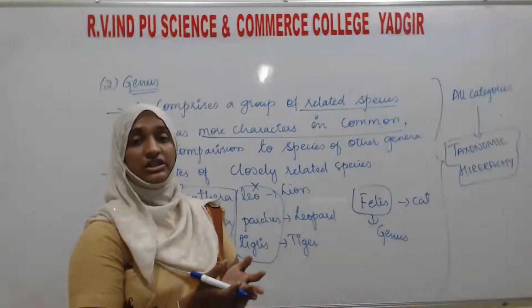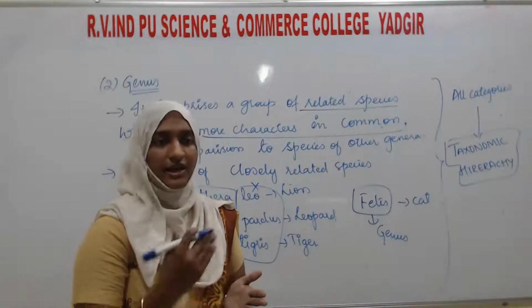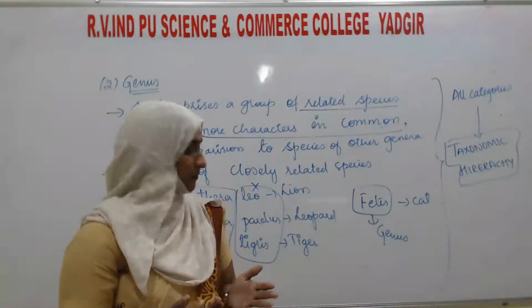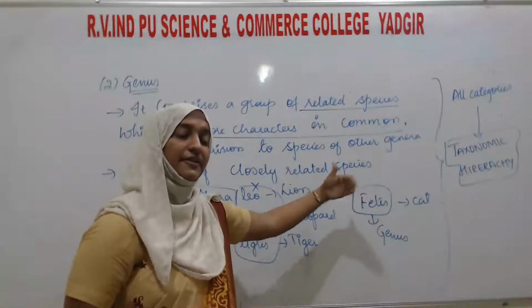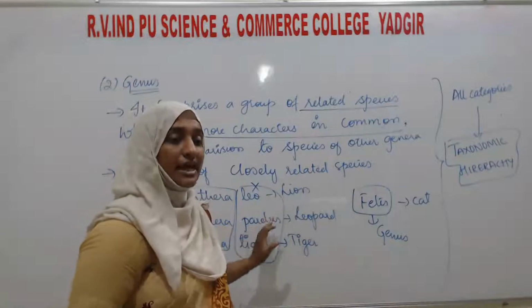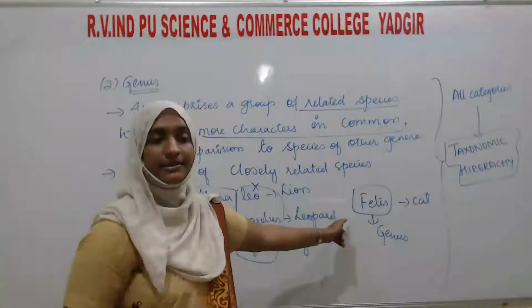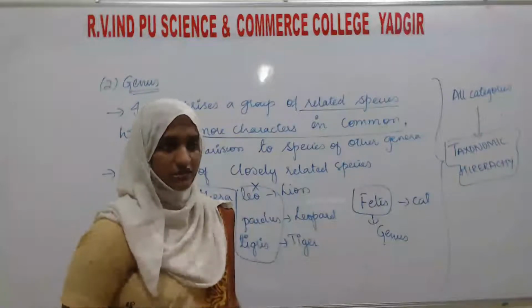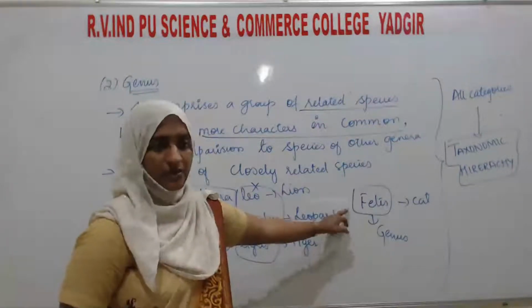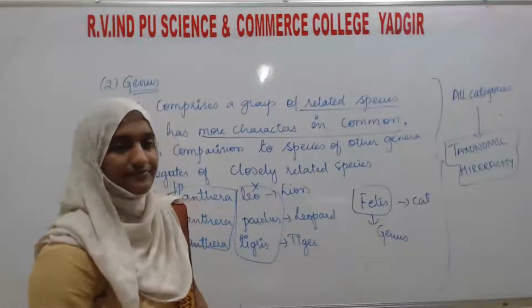But the morphological structures and all will be similar between the cat and the lion. Yes, sir. But due to some different characters, they won't have the common characters as compared to these animals. That is the reason they have been considered under some other genus, that is the Felis. Okay, so this is about the genus. Next we will go for the family.